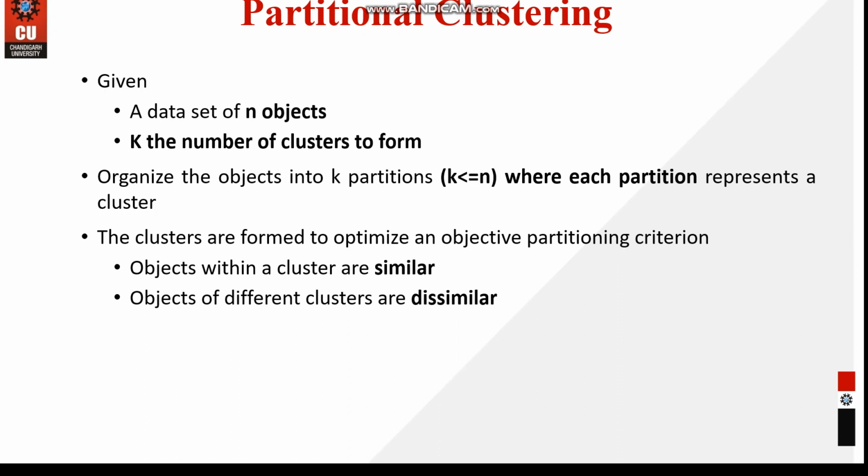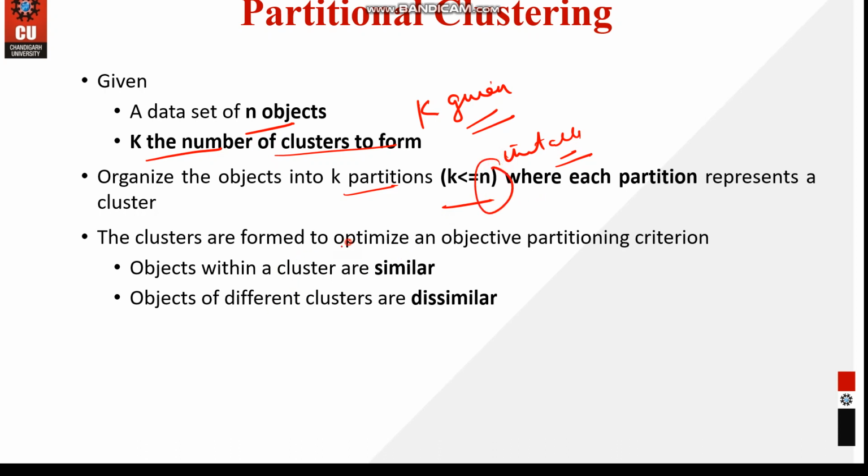So let's first briefly discuss partitional clustering. Partitional clustering is a clustering which works by partitioning the data. So we say we are given a data set of n items, and we have to form k clusters for these data items. The value of k is given initially, and we will organize the objects into these k clusters, where k is less than or equal to n, where n stands for the total number of items.